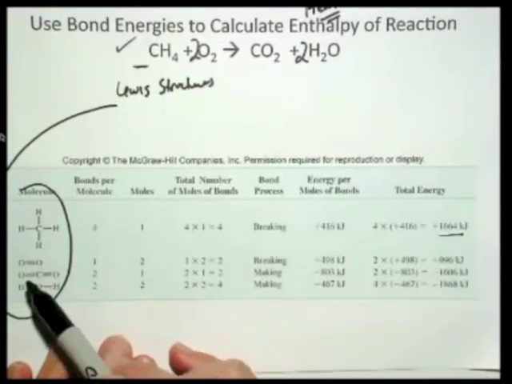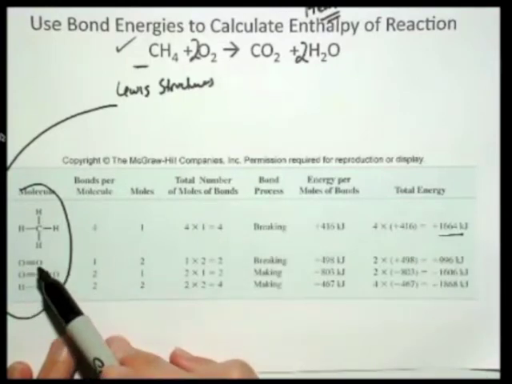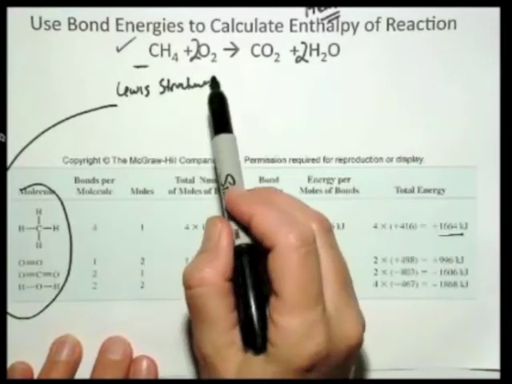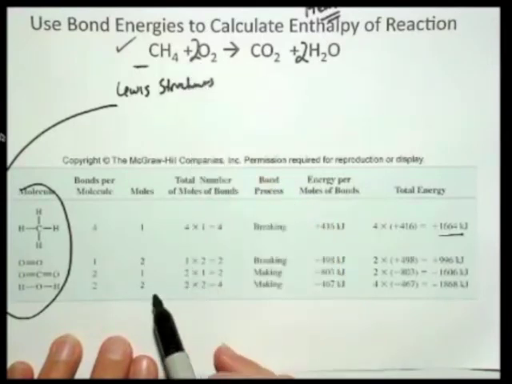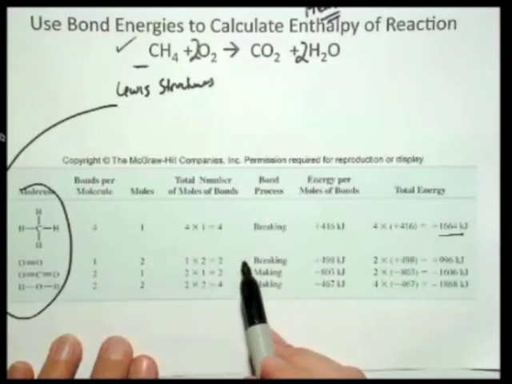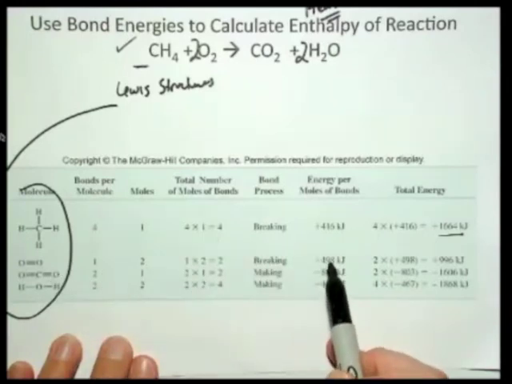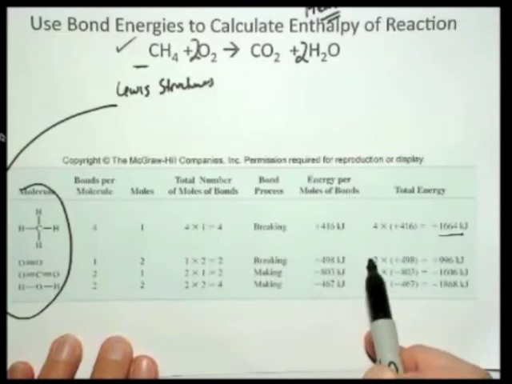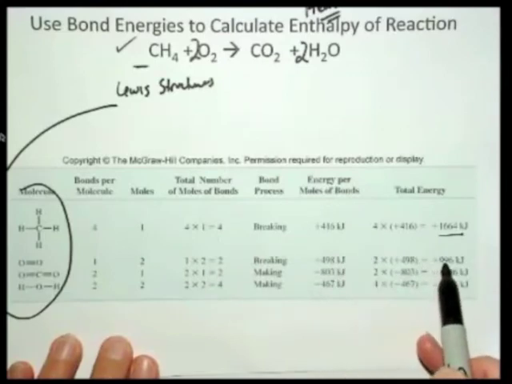Go through the same process for oxygen. There's only 1 OO double bond, but there's 2 moles of it in this balanced chemical equation. So you have to have 2 times the double bond right here. It's breaking, so it's an absorption. It's 498 per each one. You've got 2 of them, so that's going to be a total of 996.